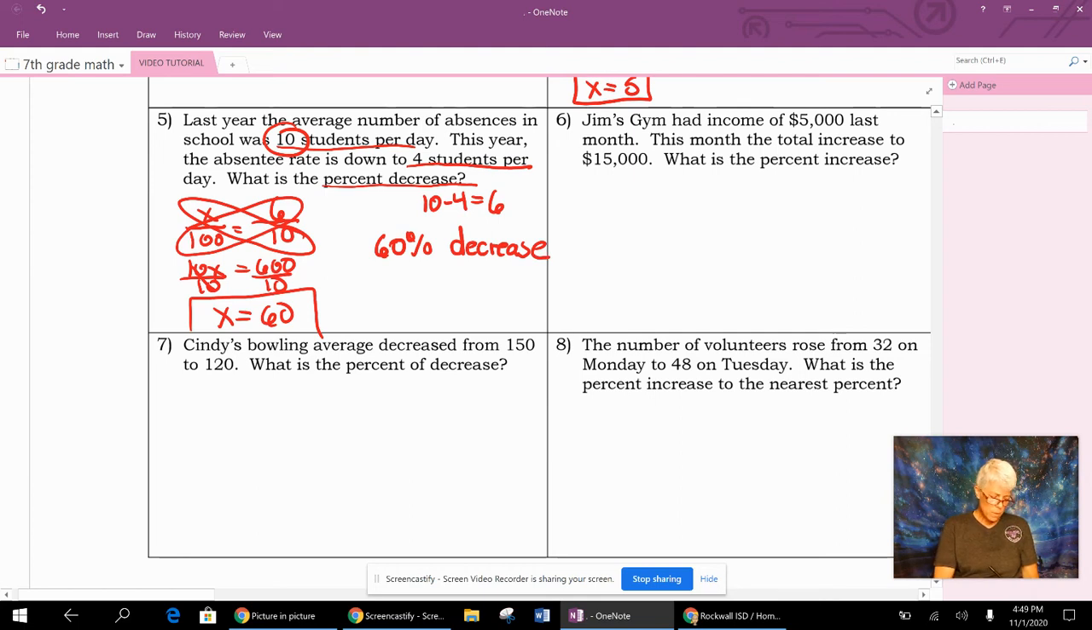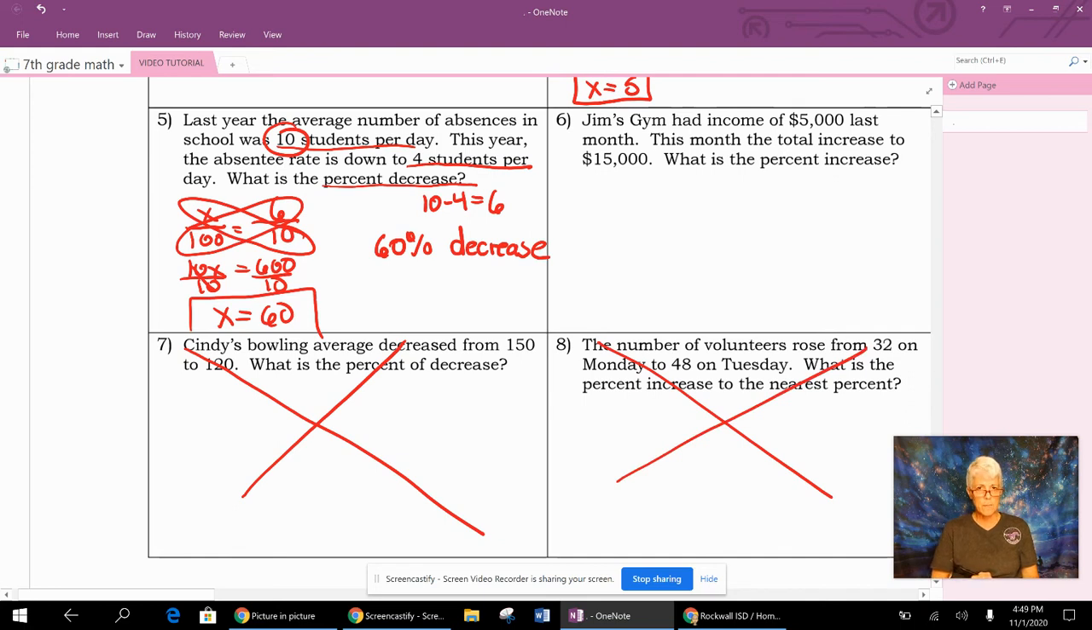All right, and the last one, because we're not going to do 7 and we're not going to do 8. Let's look at number 6. Jim's gym had income of $5,000 last month, and this month the total increased to $15,000. What is the percent increase? As soon as I see that, I know it's a percent problem, so I'm going to set up a percent proportion. I'm looking for the percent, so what is over 100 will be an X.